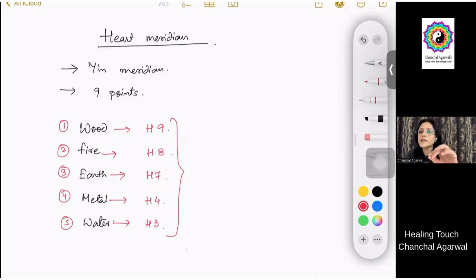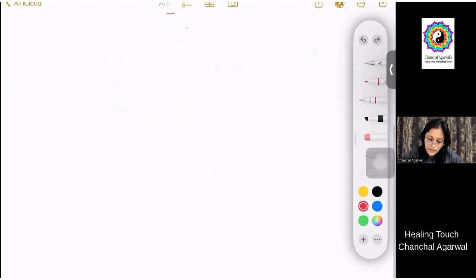Now let us start with one point at a time. Let us start with the wood point, that is H9. Now, what is this H9 point? H9 is the last point of heart meridian.